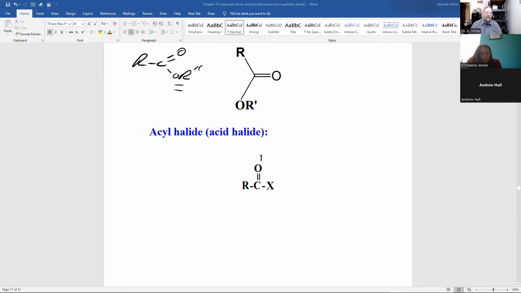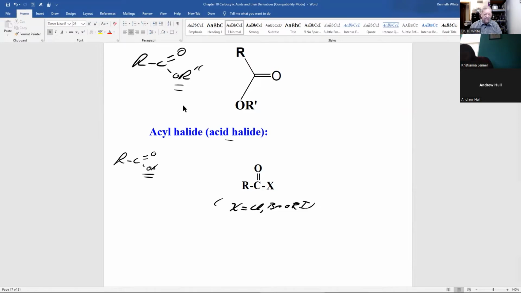All right, now, if you replace the hydroxyl group of a carboxylic acid with a halogen, where X can be chlorine, bromine, you know the drill, or iodine, this is called an acid halide. And the ones you've already seen, one is chlorine, an acid chloride.